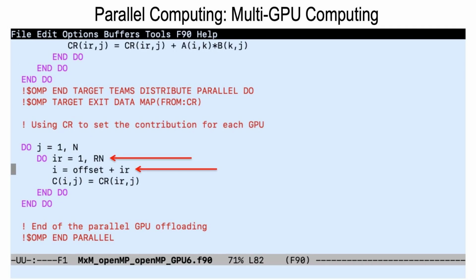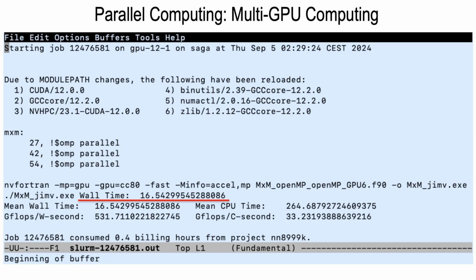Finally, we'll use the CR matrix to fill up the large C matrix. After adjusting the file ending to 6 in the Python testing script, we can submit our job to the Slurm workload manager using the sbatch command. We can then use Emacs to view the Slurm output file and observe that the wall time is similar to our previous test.